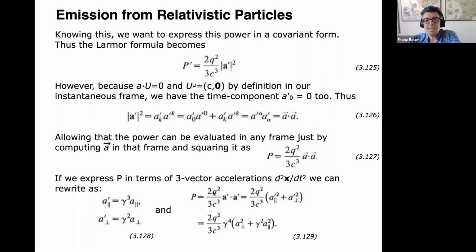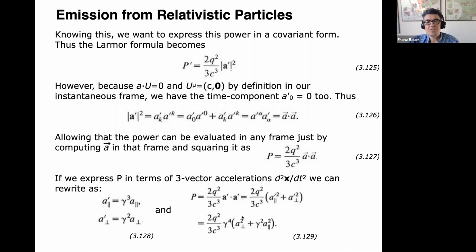We plug these in, and this would end up looking like this. We have the addition of the parallel and perpendicular components squared, and the cross terms cancel. If we were to plug these in, we end up having a factor of gamma here and a factor of gamma here. And it's quite a high factor.